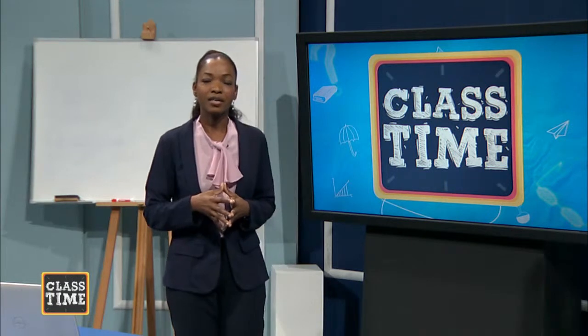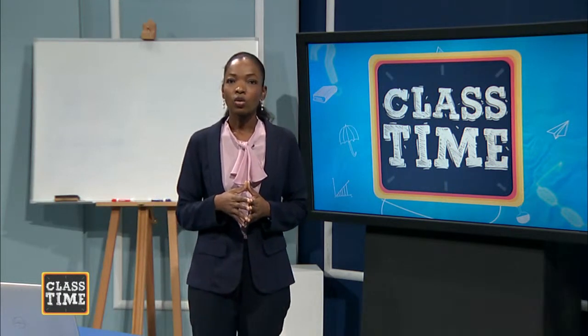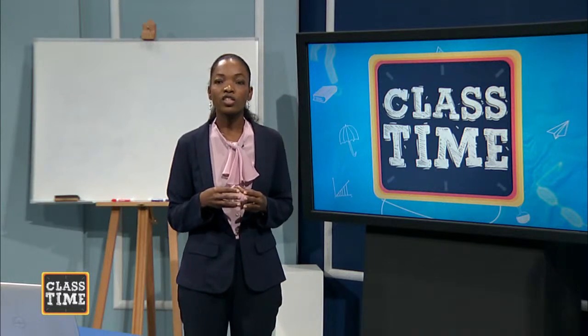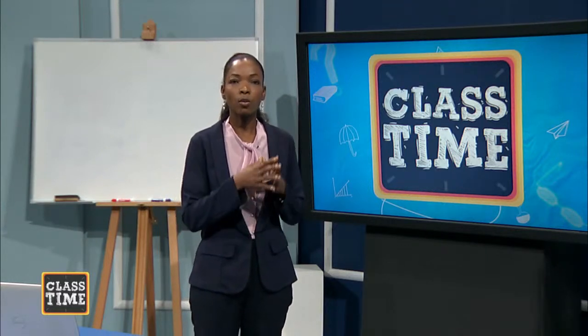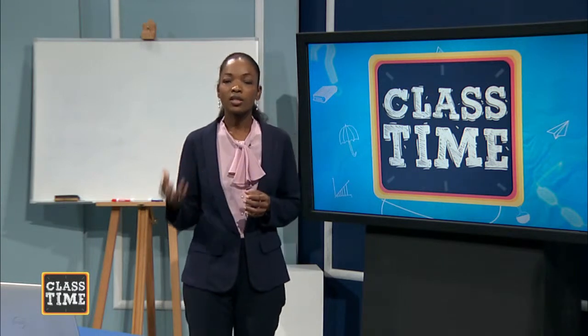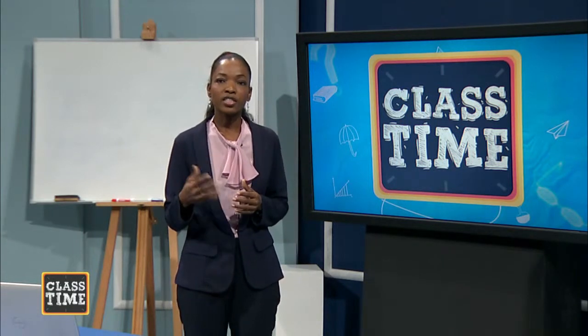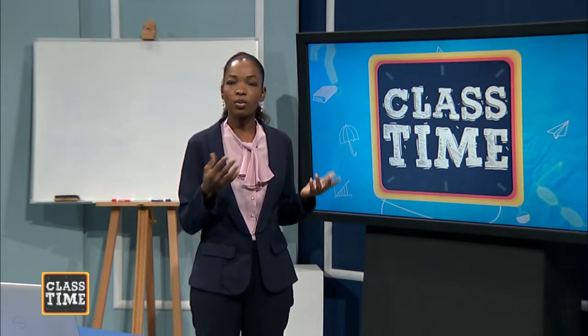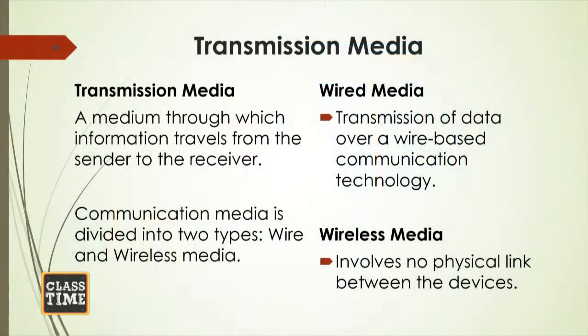All right? Moving on now to transmission media. Transmission media is what we use to ensure information travels from one point to another point. So in order to get our information across from point A to point B, we will be using the transmission media. Now, transmission media is divided into two.